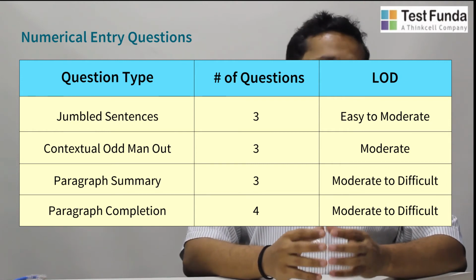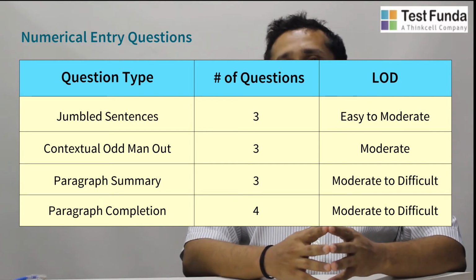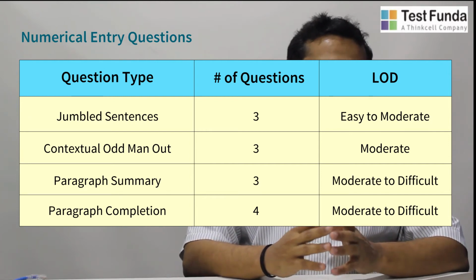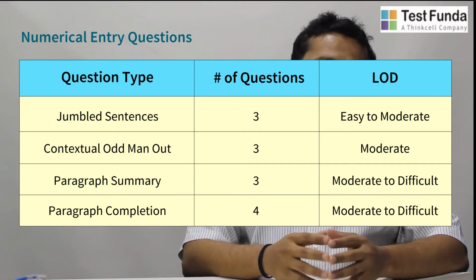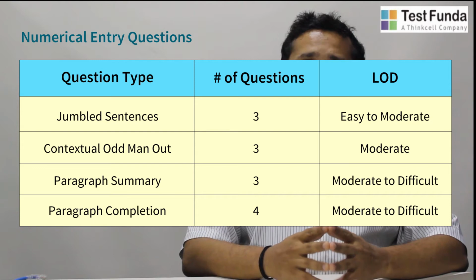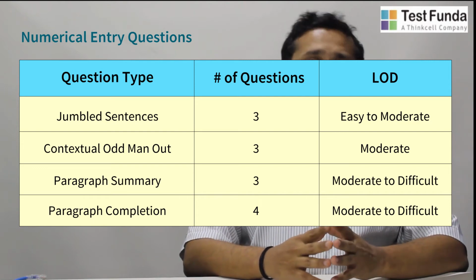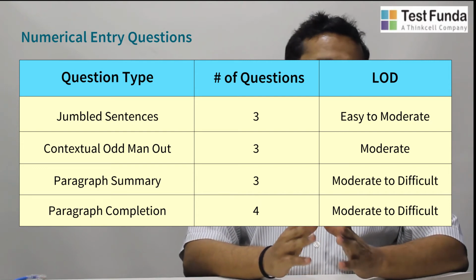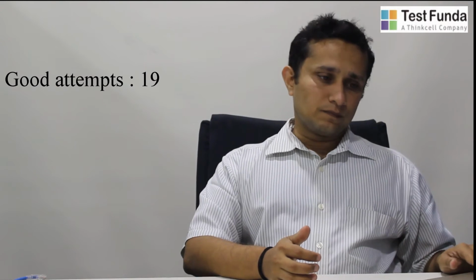So you should have focused more on the 3 questions of jumbled sentences and 1 or 2 of contextual odd man out. On the whole, looking at RC and these numerical entry questions together, you could have directly attempted 18 to 19 questions in this section easily. So here I have pegged the number of good attempts at 19 for verbal.